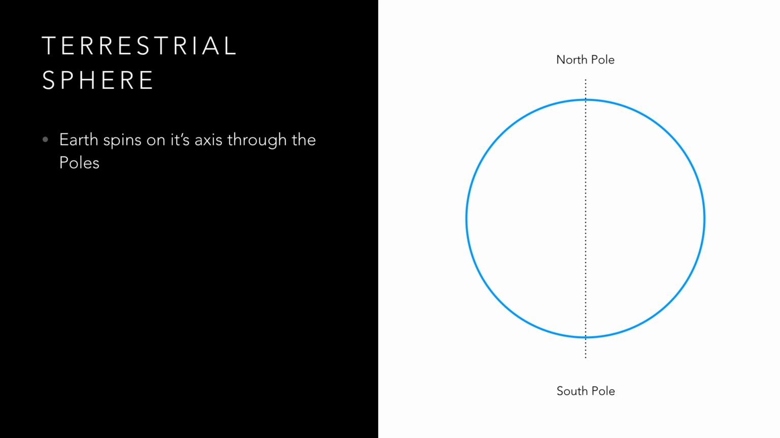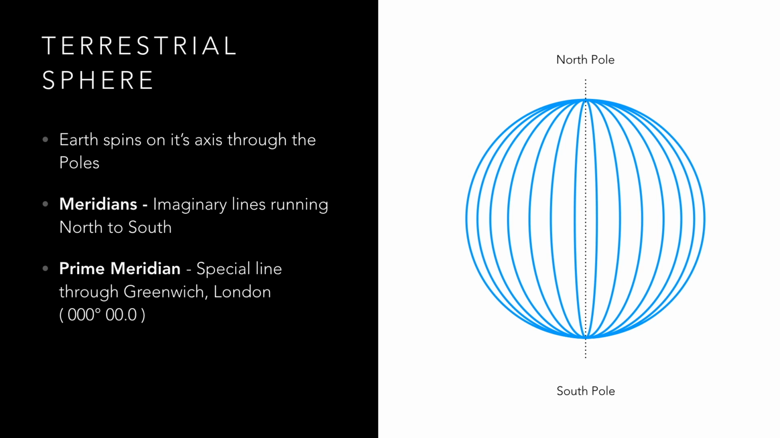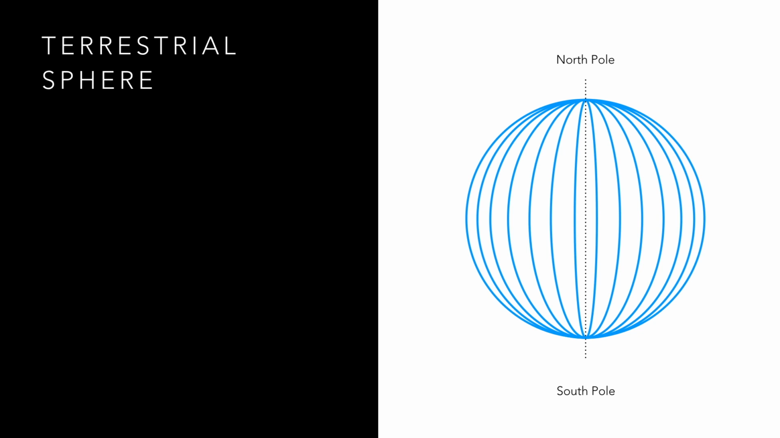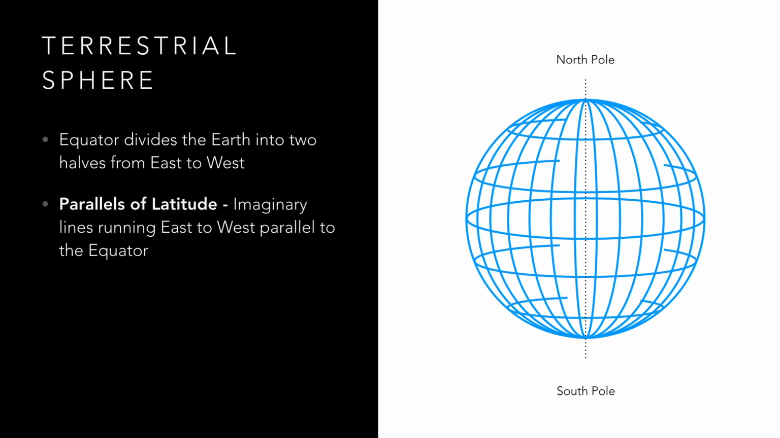Running from the North to the South Pole are a series of imaginary lines called meridians. As presumably the British were first, there is a special meridian called the Prime Meridian, which passes through Greenwich in London and is assigned as 0 degrees of longitude. We also have an imaginary line which divides the Earth into two halves, from east to west, called the equator. Running parallel to the equator is a series of other imaginary lines which are called parallels of latitude.